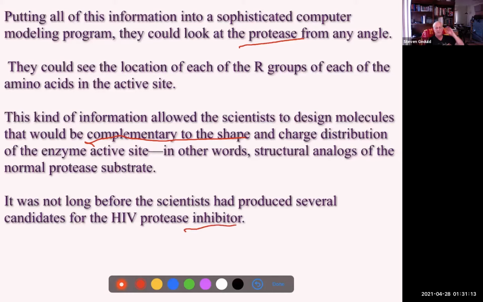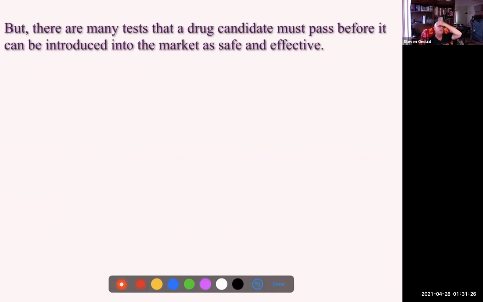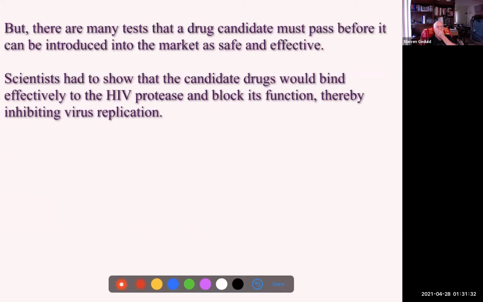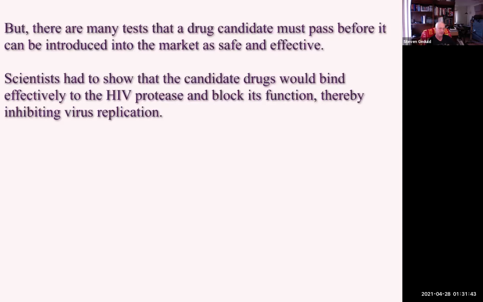Again, if you inhibit or block HIV protease, which is the enzyme the virus uses to trigger the cell to replicate itself, you can stop HIV from replicating. That's the theory. Before any drug candidate is introduced to the market, it must be shown to be safe and effective. So scientists had to show the candidate drugs would bind effectively to the HIV protease and block its function, which would inhibit the virus from replicating in the body.